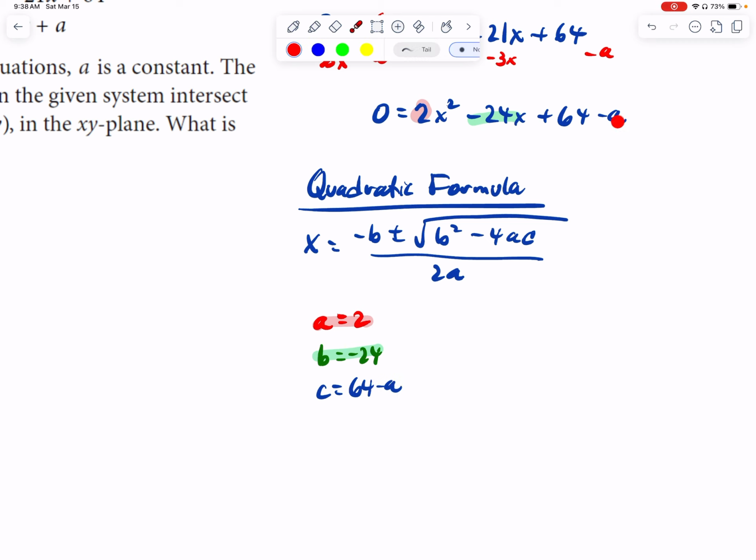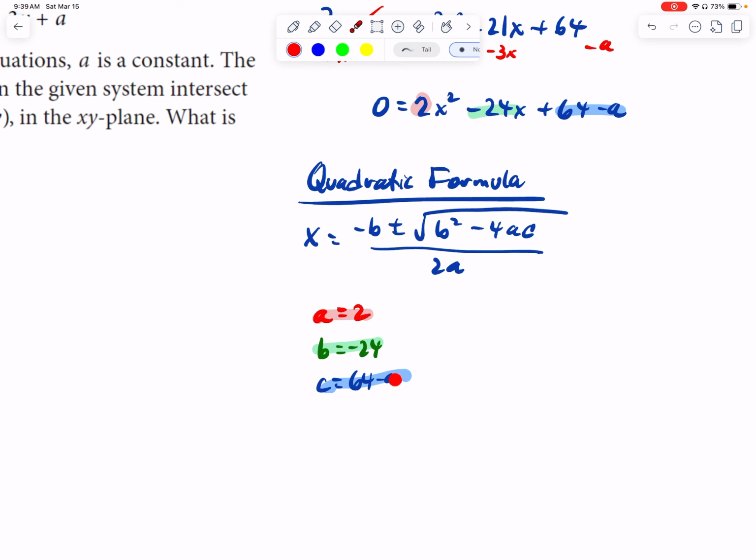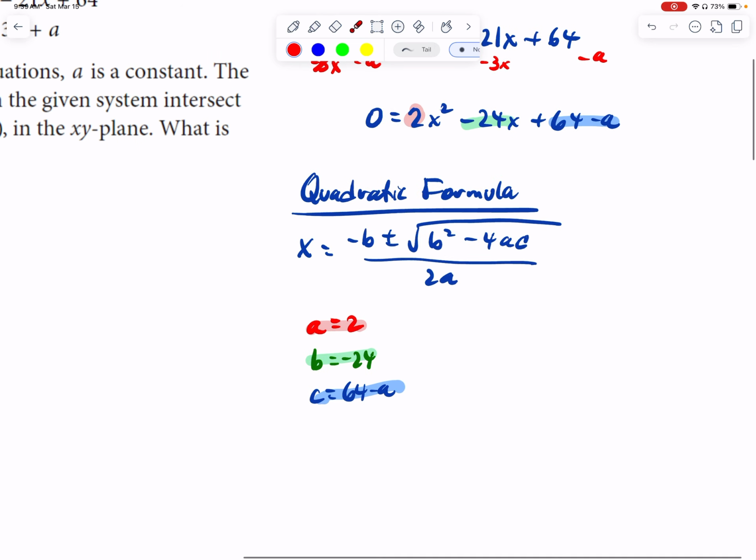Because a would be some sort of number, whatever it is going to combine with the 64. We already know that the a value is actually negative 8 from the previous one. So this whole thing would be the value of c. Now, I'm not going to put all of this into the quadratic formula to solve for x, especially since I have this little a. And just to be clear, this a up here for the coefficient of x squared is not the same thing as the a in the c value. Instead, I'm going to focus on the part that's underneath the square root.